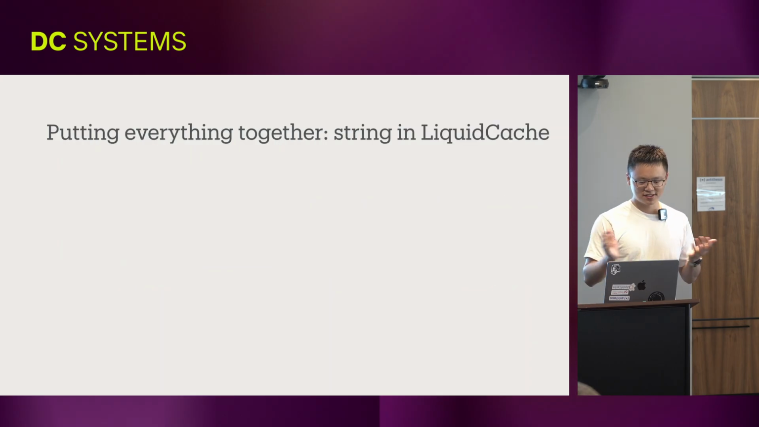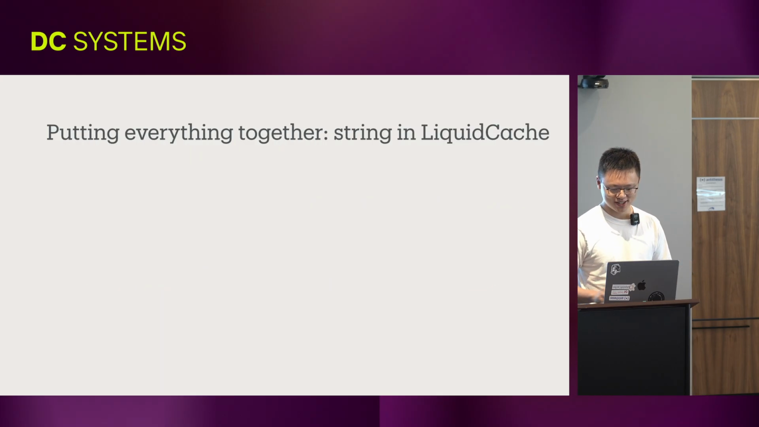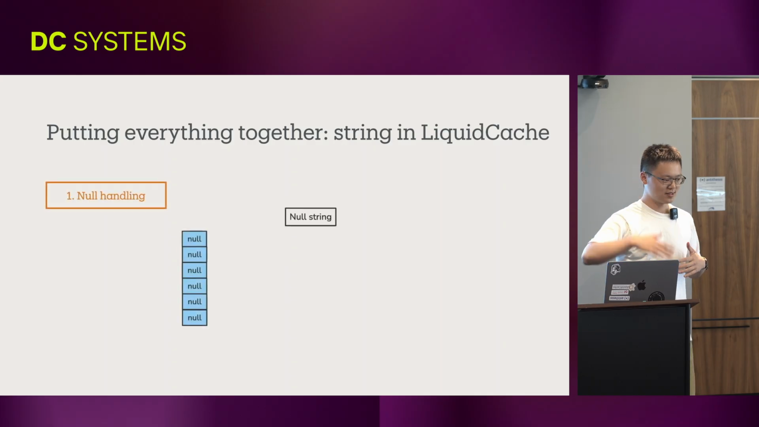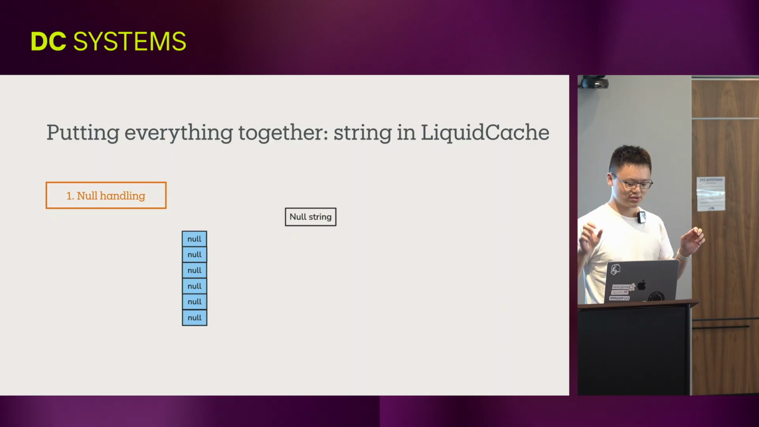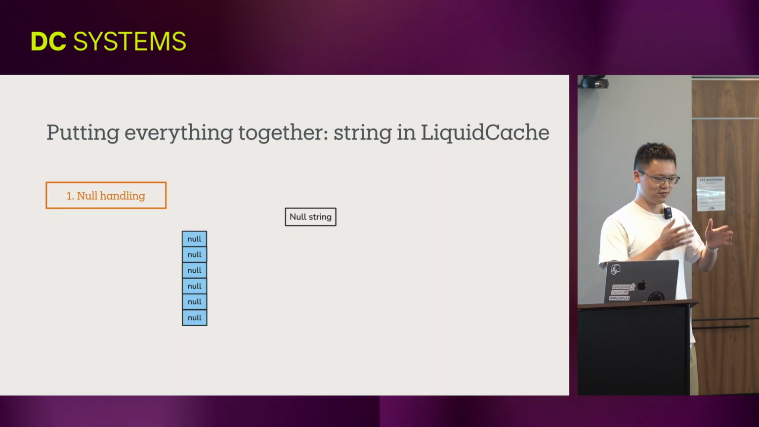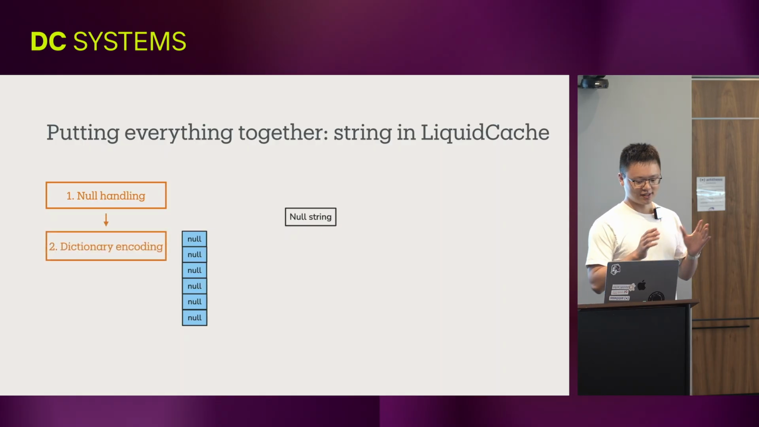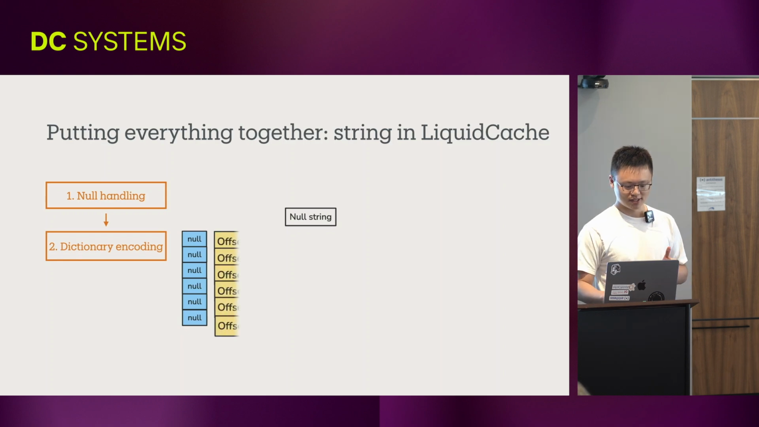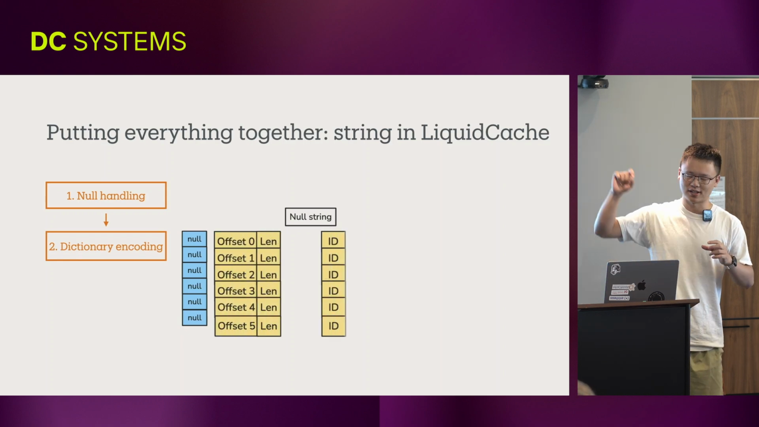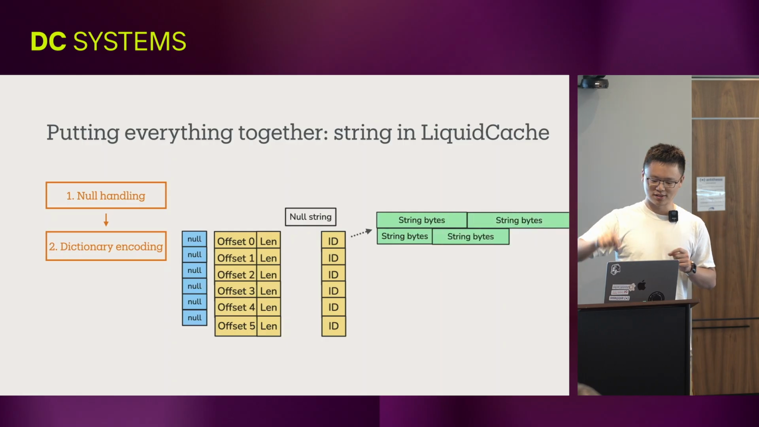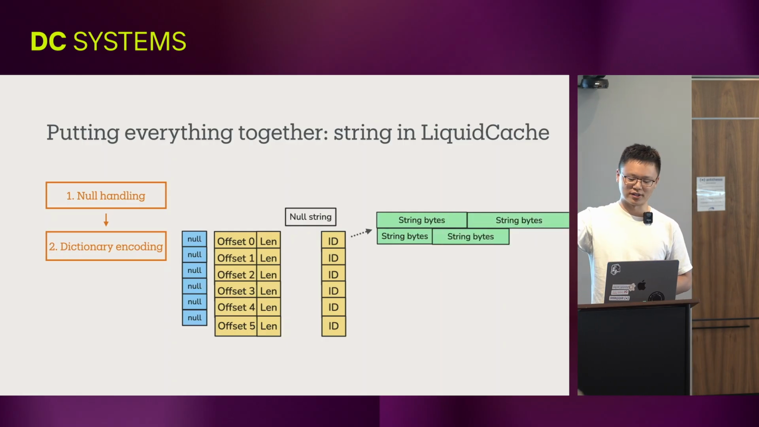Finally, we can put everything together. We discussed in Liquid Cache. First, we do null handling. We scan the string data, identify the null strings, and create a bit mask for every string so that it will only take 1 bit. Then with the dictionary encoding, we basically have the offset and the length, and the buffer ID, so that it can jump into different arbitrary locations in the string buffer.